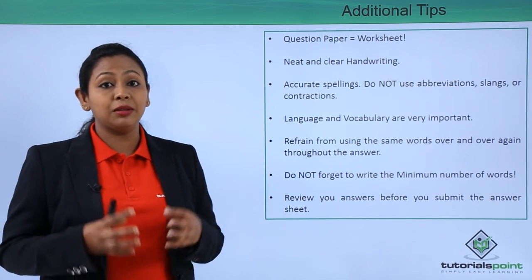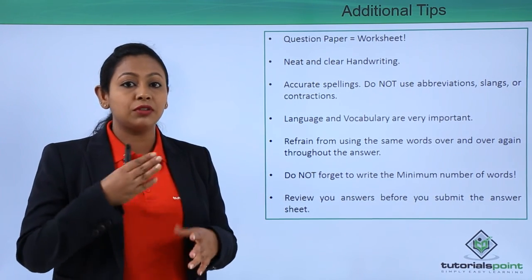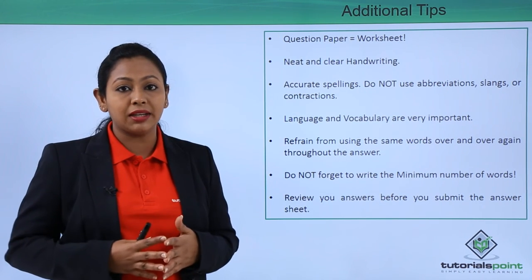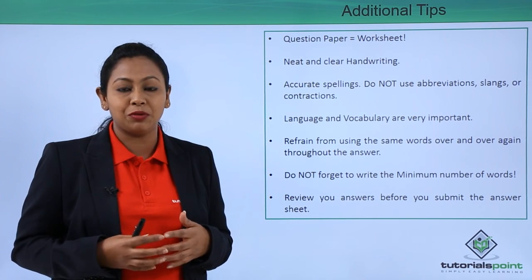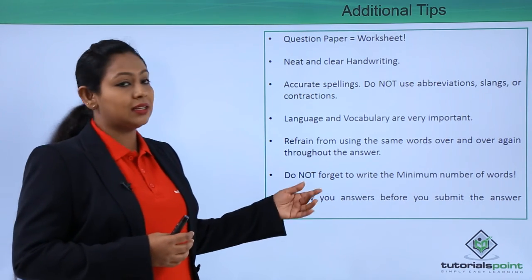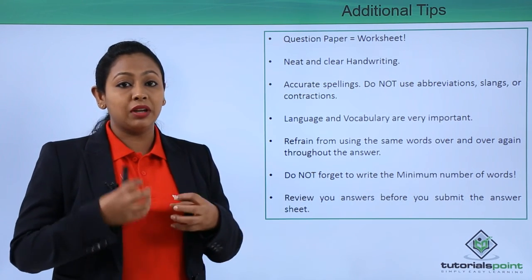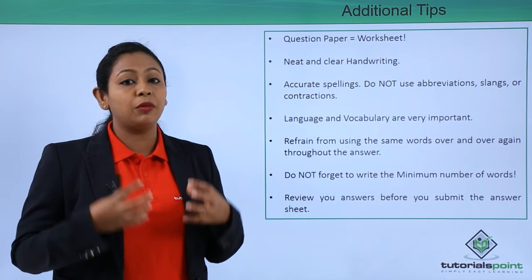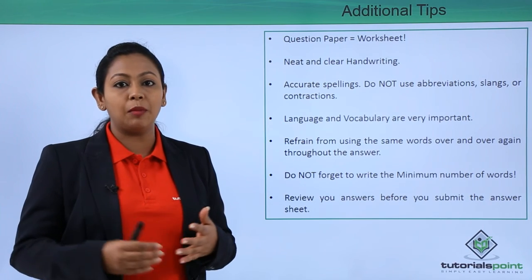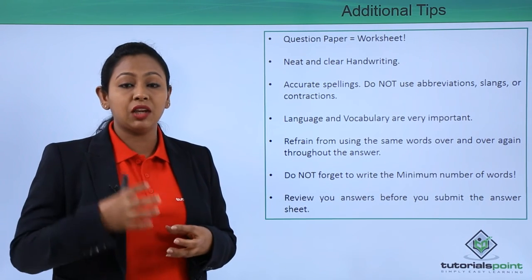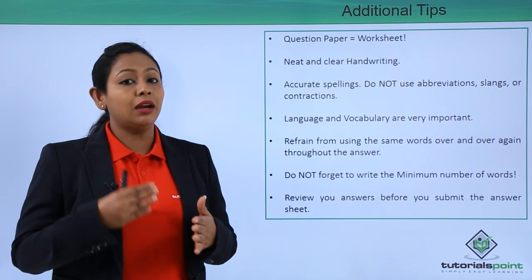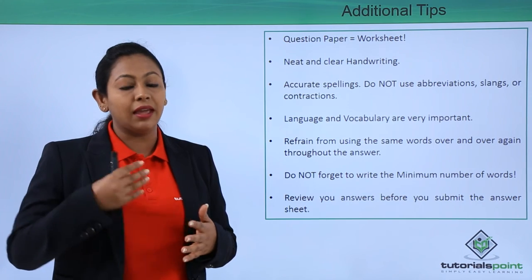Do not forget to write the minimum number of words, that is 150 words for task 1 and 250 words for task 2. This is very crucial in the writing exam. If you do not write the minimum number of words, you will end up losing marks. Last but not the least, like I have told you before also, review your question paper and your answer paper before you submit it. Especially your answer paper, review it for your spellings, for your grammar, for the minimum number of words. Check it, read it, and only then submit your answer sheet, because this is a writing exam and it will be crucially examined by the examiner.